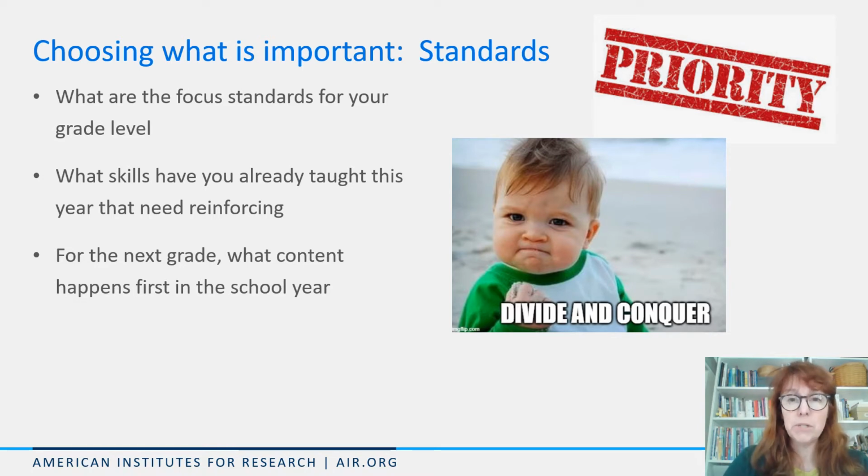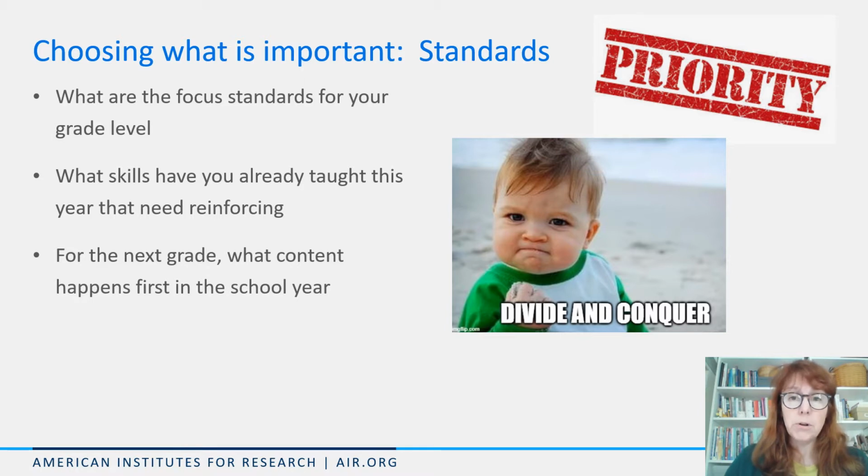Your textbook series may have the standards mapped out, but they tend to be focused on making sure that you teach all of the grade level standards over the course of a full academic year. We obviously have a much shorter time with our students now that we're working virtually, so we want to concentrate on what are the focus standards for your grade level, what skills have you already taught this year that need reinforcing, and for the next grade, what content happens at the beginning of the school year.